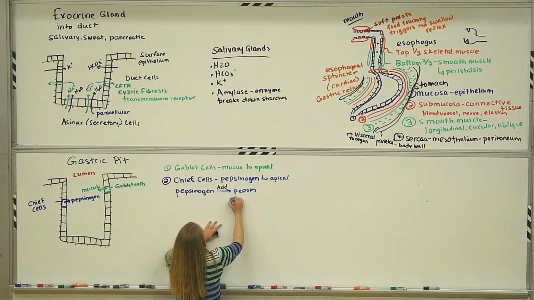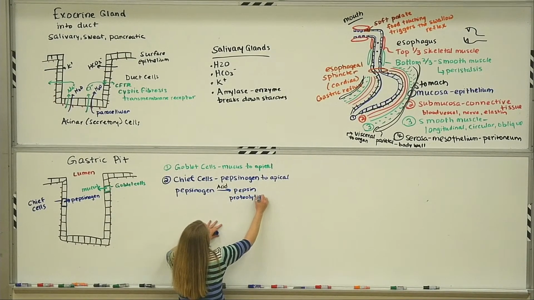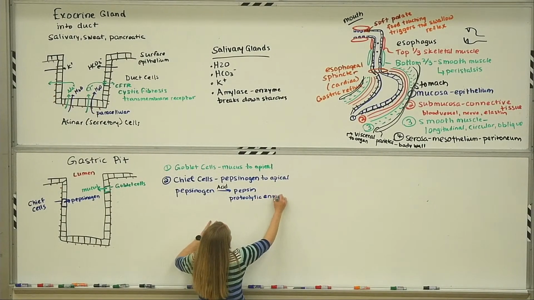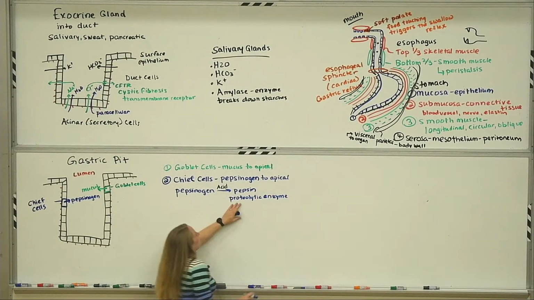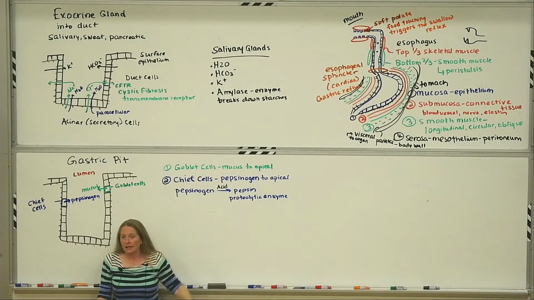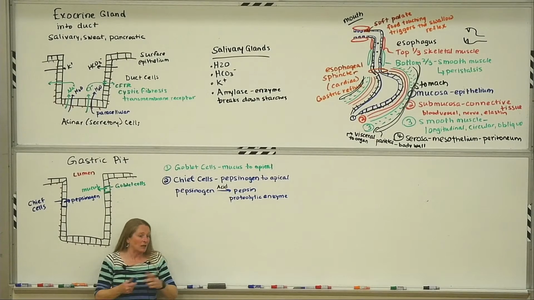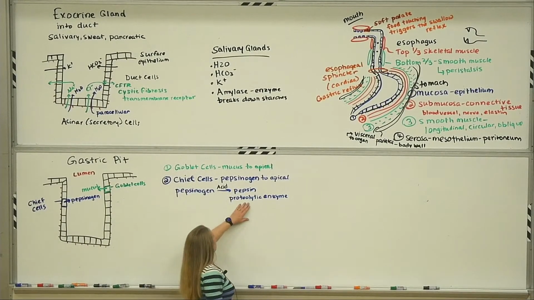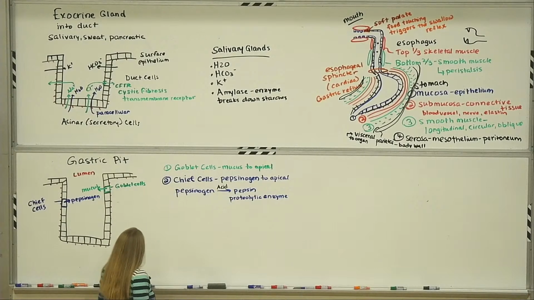So a reminder too that pepsin is a proteolytic enzyme. And that might not be a reminder, I might not have told you that yet. Proteo just means protein, lytic means to lyse, again. So we have talked about proteolytic when we talked about lysozymes. Here, this is going to be breaking down the proteins that we're eating.